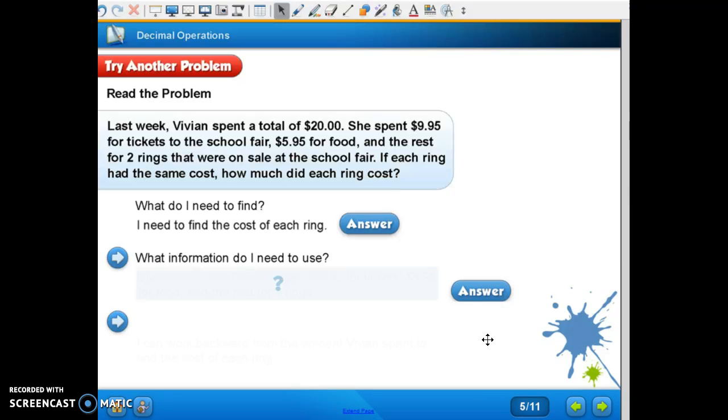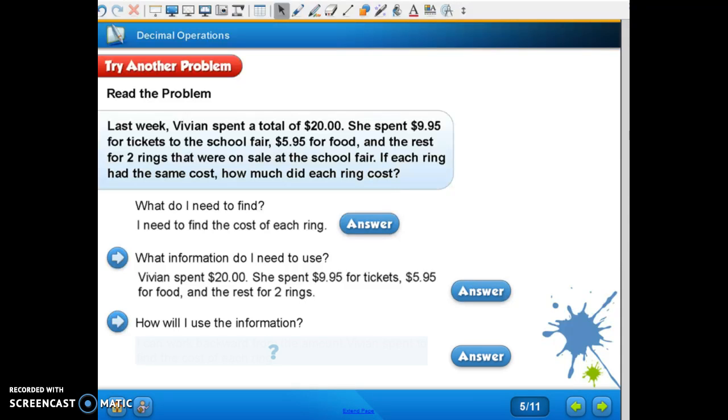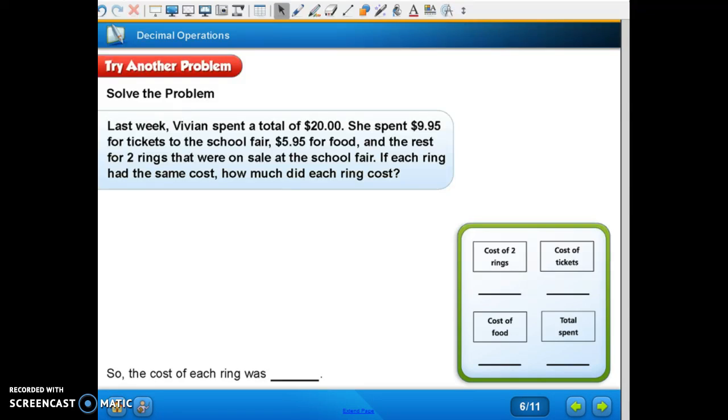What information do I need to use? Vivian spent $20. She spent $9.95 for tickets, $5.95 for food, and the rest for 2 rings. The last box on the top of your page says, how will I use this information? I can work backward from the amount Vivian spent to find the cost of each ring. Okay, here we go. In that big box on page 232, we're going to build our flow chart. When we started our flow chart on the other one, we started with what we want to know. What do we want to know?